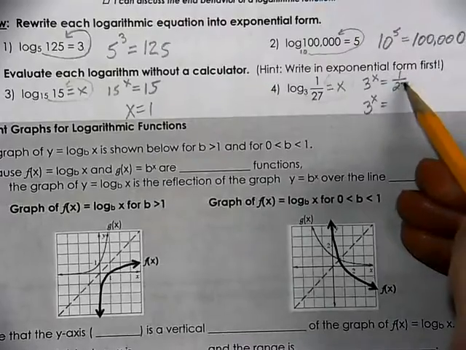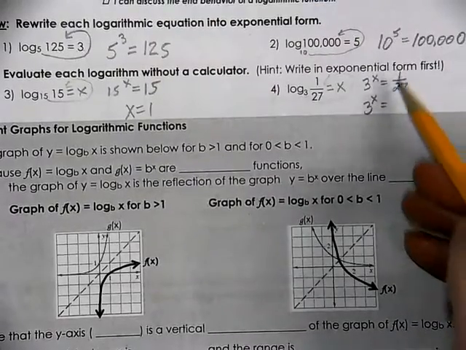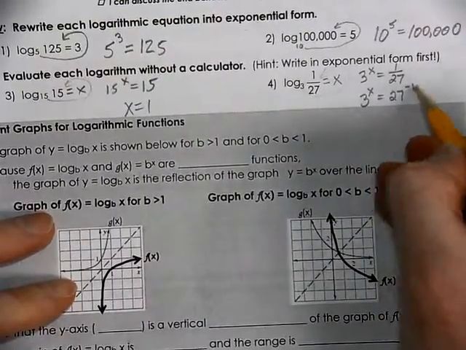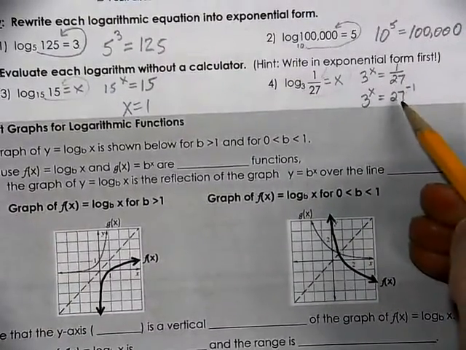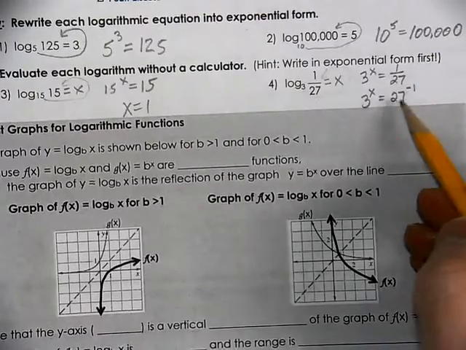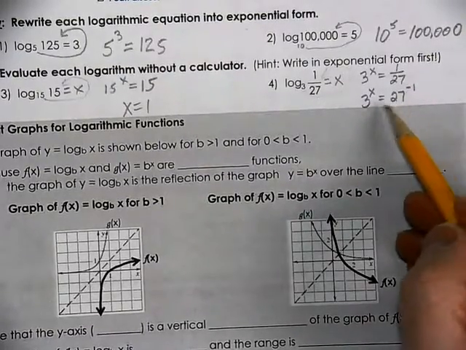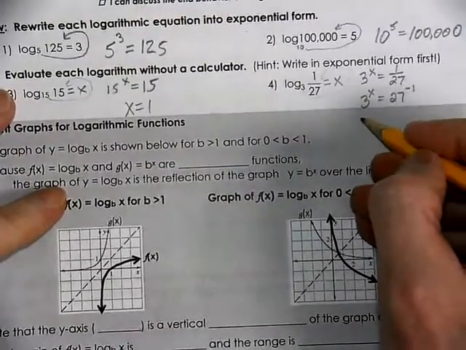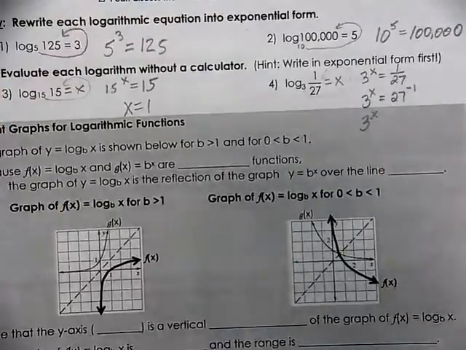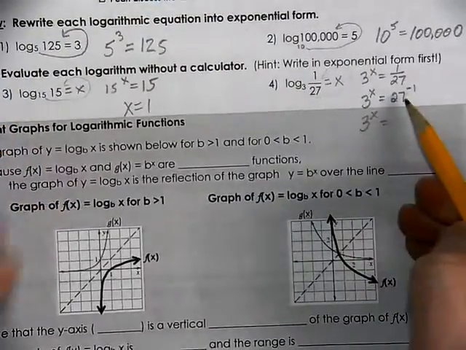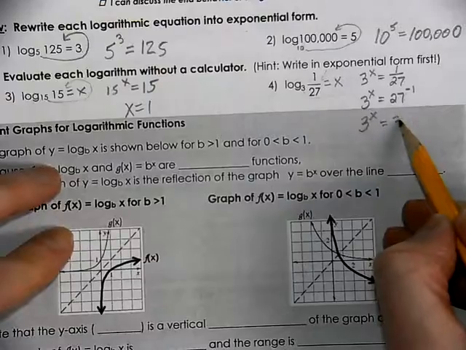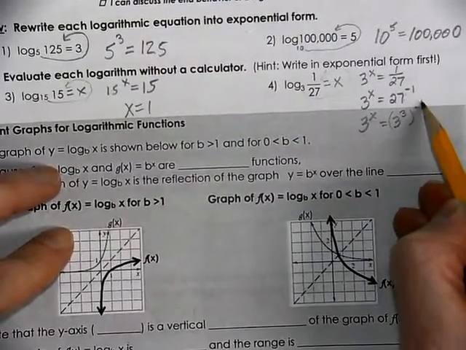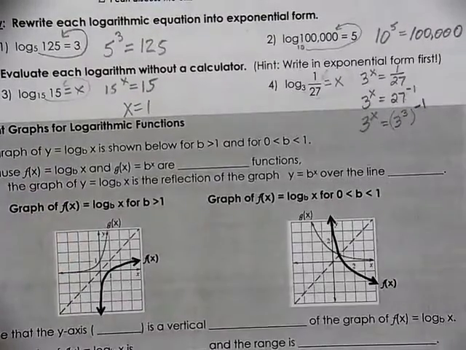So to help write this without fraction form, I'm going to write this with a 27 to the negative 1 power. That's the same thing as 1 over 27, but now on both sides of the equal sign, I have non-fractions. I have 3 to the x, because I can't really write that differently, but I can write 27 as 3 to the 3rd. That's a value of 27. 27 to the negative 1 power.